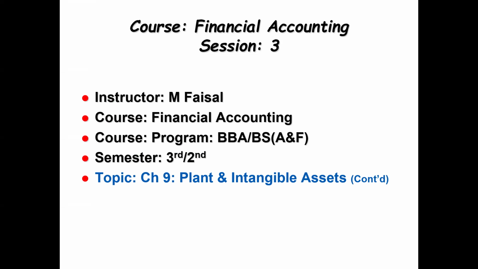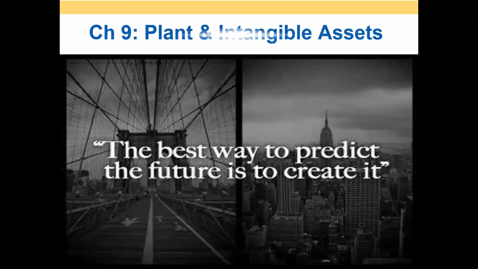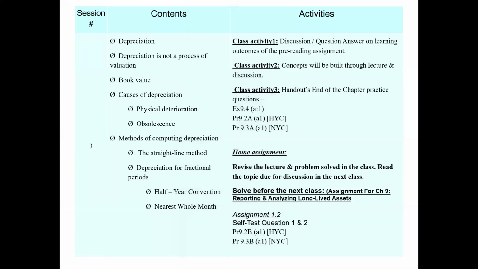Continuing with the previous lecture. In the last lecture, we talked about the cost which should be recorded when we are recording acquisition. Here we'll be talking about depreciation. Once we start using the asset, the useful life of the asset decreases. So in that case, we need to record depreciation. Depreciation is not a process of valuation. Book value, causes of depreciation, physical deterioration, and obsolescence. And then we'll be learning about methods of computing depreciation, straight line method, and depreciation for fractional period. And our focus will be half-year convention.